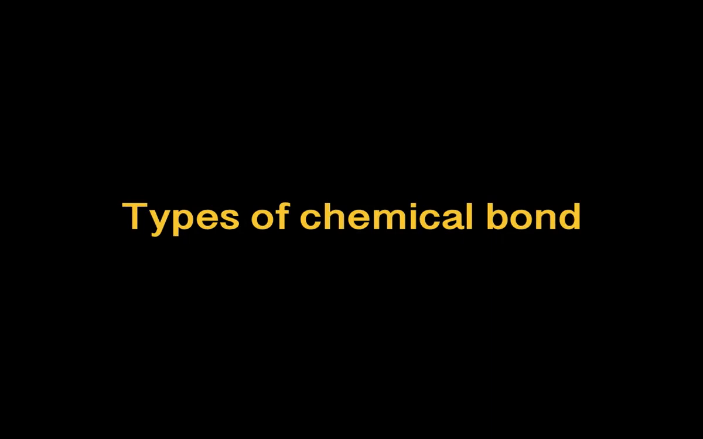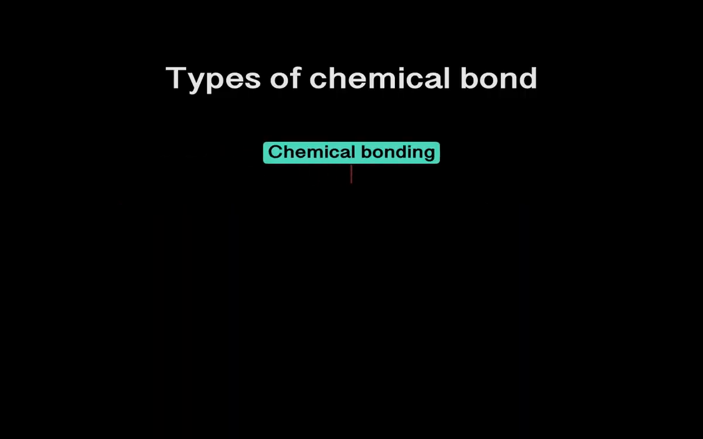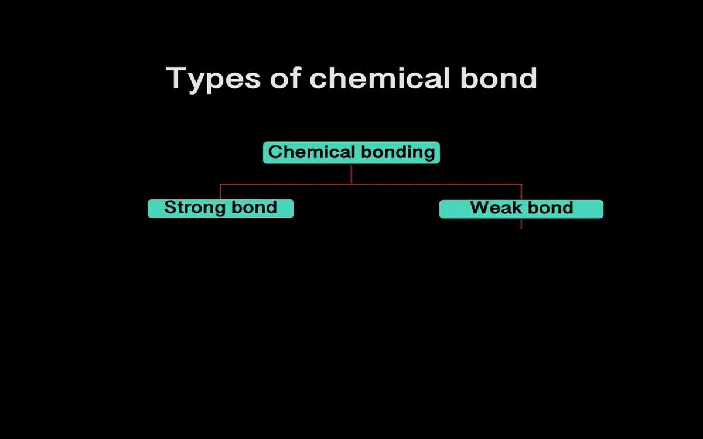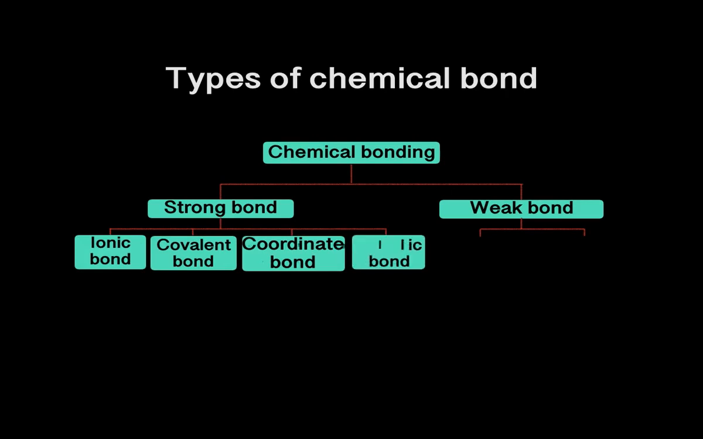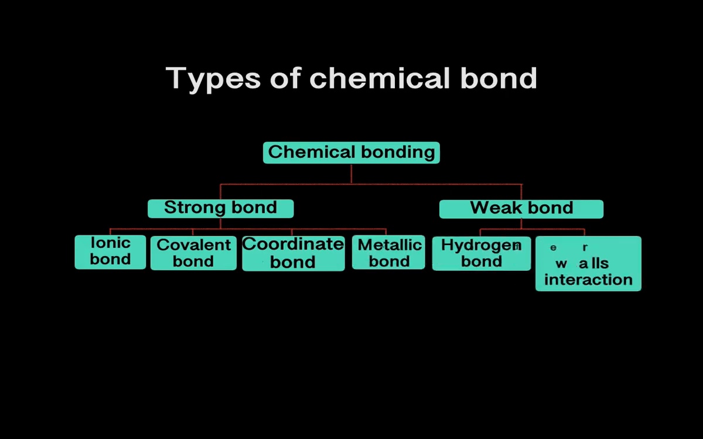Types of chemical bond. Strong bond, weak bond, ionic bond, covalent bond, coordinate bond, metallic bond, hydrogen bond, van der Waals interaction.